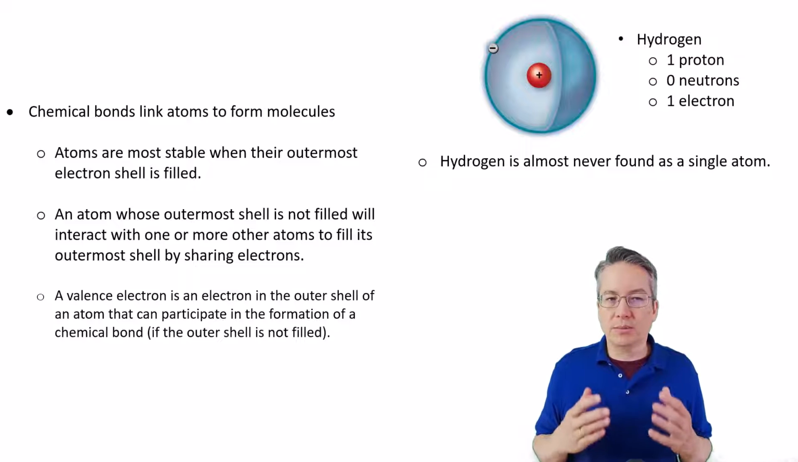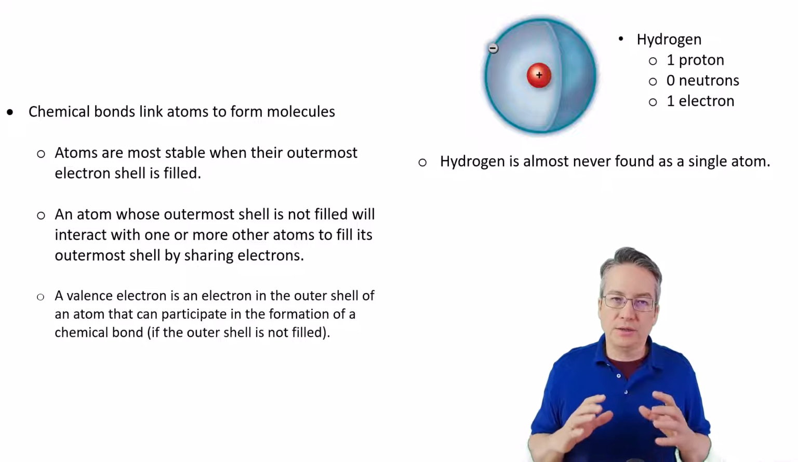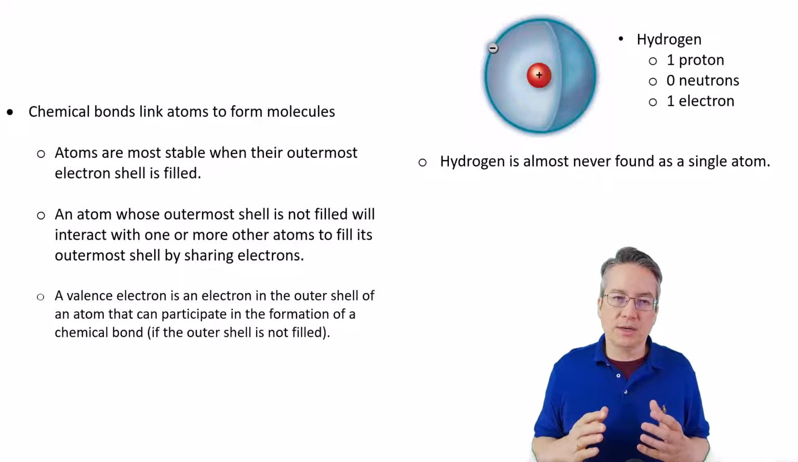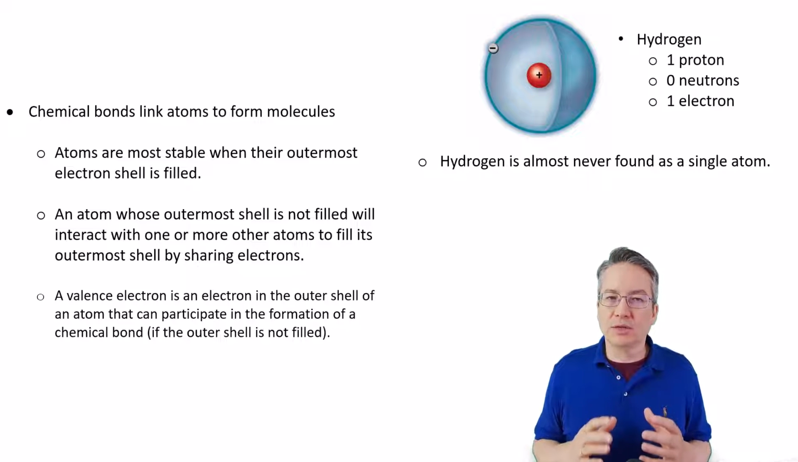Now, chemical bonds link atoms to form molecules. And to understand this concept, we have to understand that molecules can be more or less stable. So an atom will be most stable when its outermost electron shell is filled.